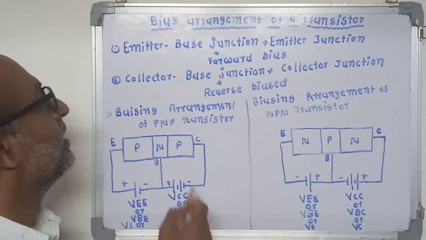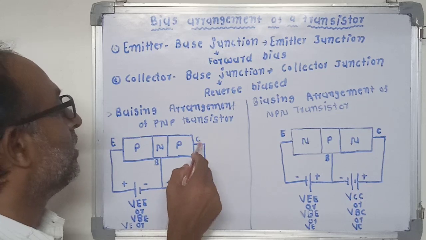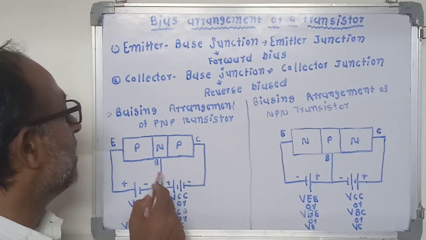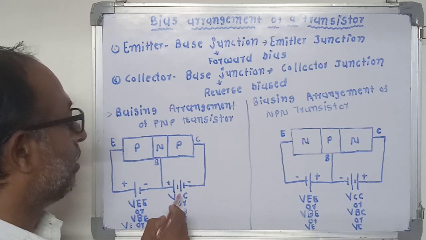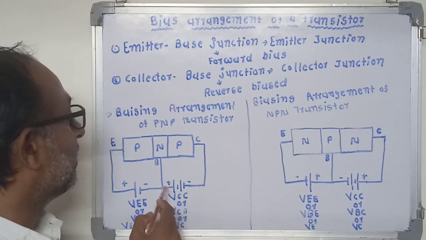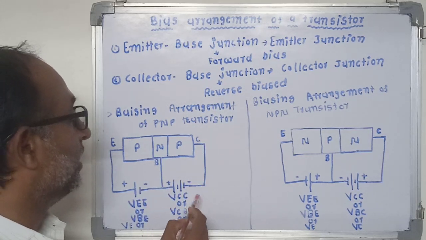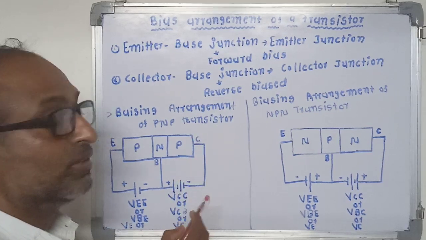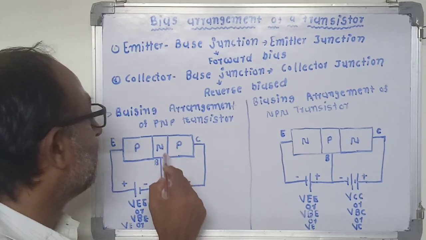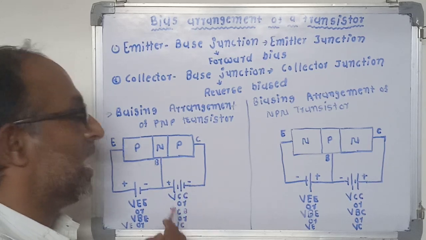Now to apply reverse bias across the collector base junction, the collector is P type and base is N type. So for that, the positive terminal of battery VCC is connected to the base and the negative terminal of the battery is connected to the collector. Therefore, the base collector junction becomes reverse biased.